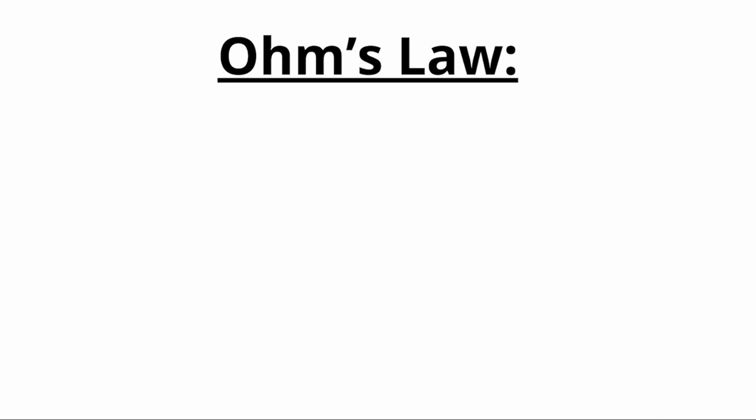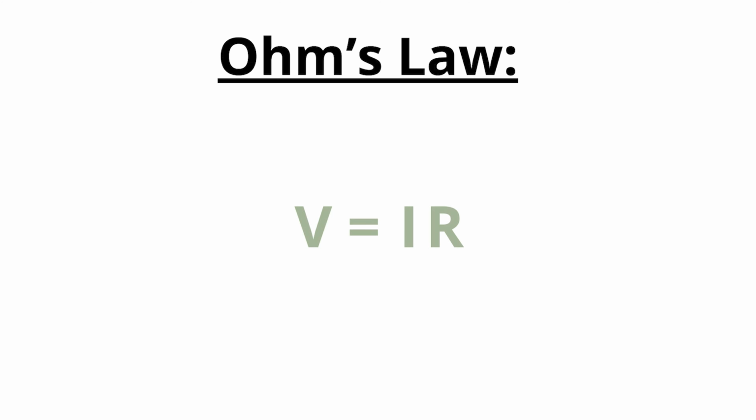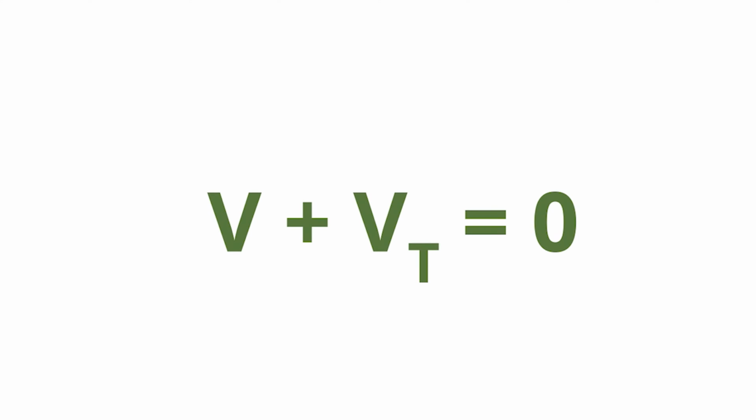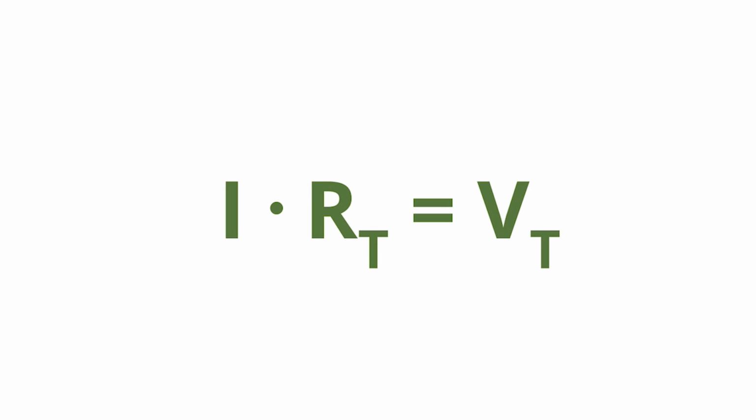The equation can be rearranged to be V is equal to I times R to predict a voltage drop across a circuit element with a known resistance and a known current passing through. The voltage supplied to the circuit, V, and the total voltage drop throughout the circuit, V total, must be equal and opposite. This means V plus V total is equal to 0. The total voltage drop through the circuit is equal to I times R total equals V total, where R total is the total resistance in the circuit.